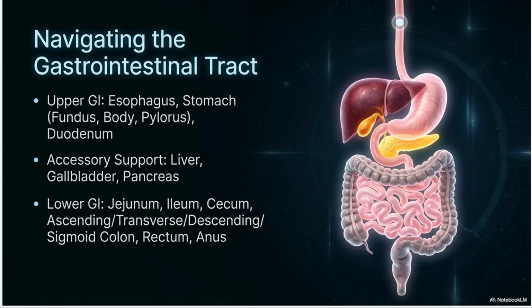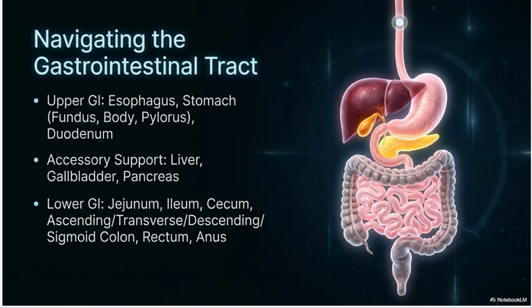Supporting organs such as the liver, gallbladder, and pancreas play major roles in digestion, even though food does not pass directly through them. The liver produces bile, the gallbladder stores and concentrates bile, and the pancreas produces digestive enzymes that break down carbohydrates, fats, and proteins. The lower gastrointestinal tract includes the jejunum, ileum, and large intestine. These regions are responsible primarily for nutrient absorption and water reabsorption.